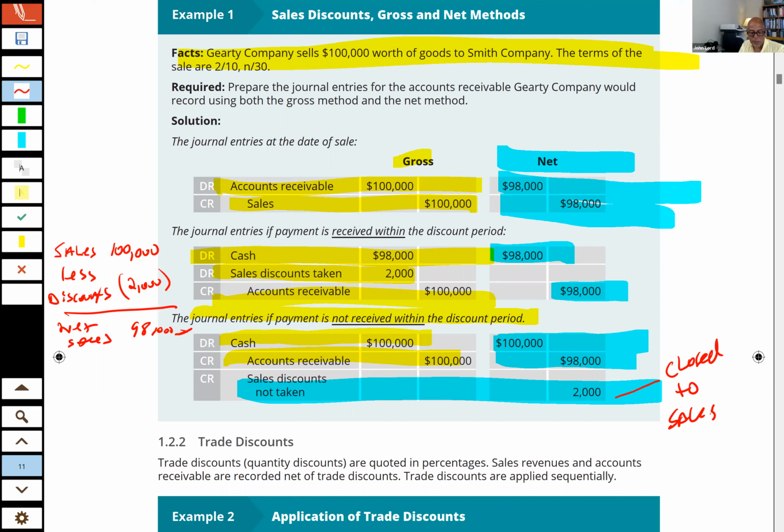The only reason a company would do it this way is they want to see how often their discount is taken when they do this. And if they're seeing that most people are rejecting their discount, they might try to sweeten that a little bit, right? So some way they probably want to keep track of whether or not the discount is taken, either using the net or the gross method. Question?